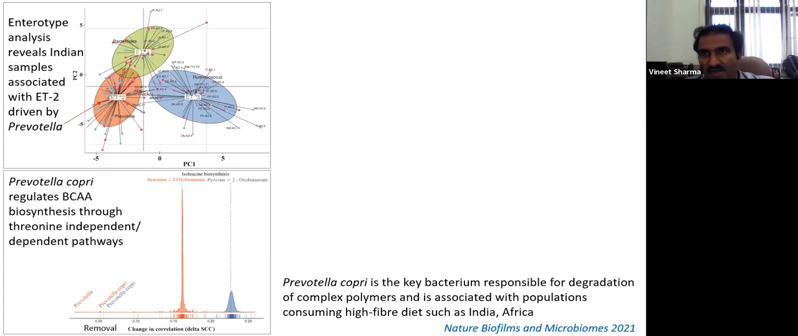And coming to Prevotella copri, the most abundant bacteria in the human gut, we see that it has all the genes and pathways for the synthesis of amino acids, both branched chain and non-branched chain amino acids.